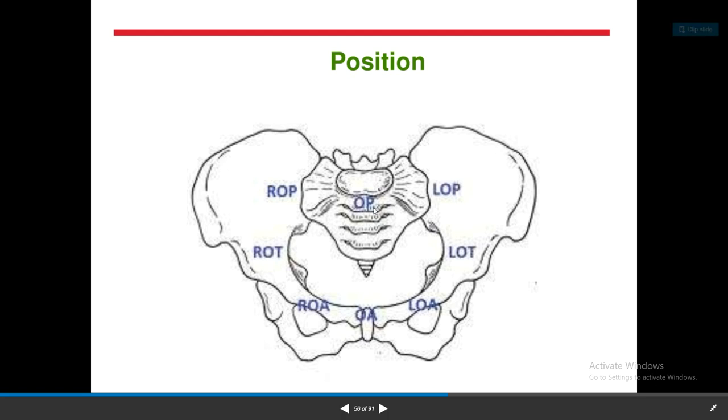Position. If we see the relationship of the denominator with the pelvis, we can see occipito-posterior, occipito-anterior, right occipito-posterior, left occipito-posterior, right occipito-transverse, left occipito-transverse, right occipito-anterior, left occipito-anterior, and this pubic symphysis, it is occipito-anterior. Occipito-posterior is the sacral promontory.